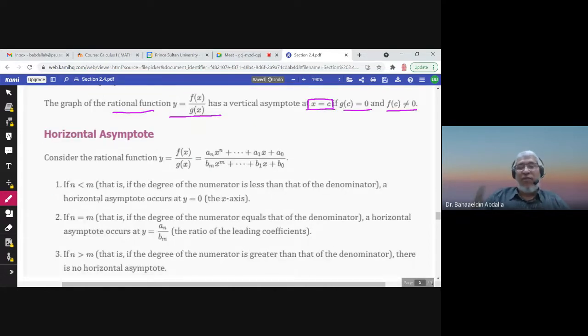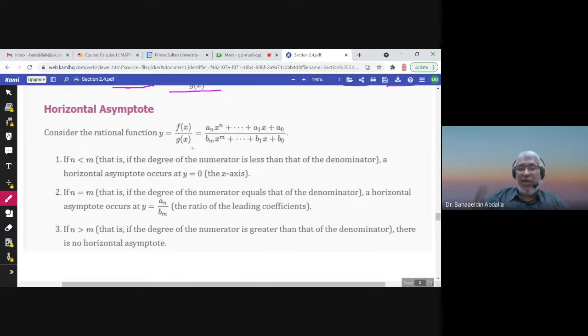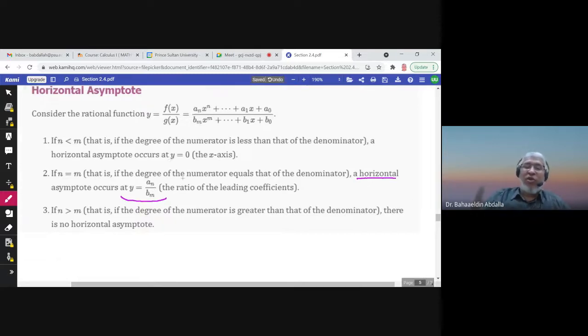we have polynomial over polynomial. So we have the degree of the polynomial in the numerator, n, and the degree of the polynomial in the denominator, m. If n equals m, which means they have the same degree, then the equation of the horizontal asymptote is y equals a_n over b_m, the coefficient of the highest power in the numerator over the coefficient of the highest power in the denominator.